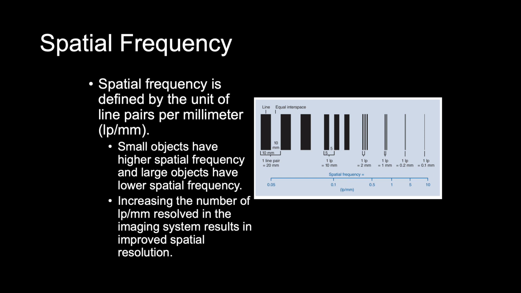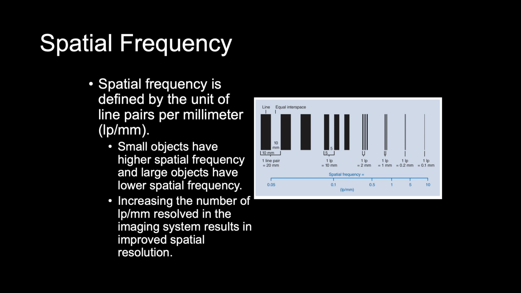So here you can see this is a line, and each line is 10 millimeters. So if we have 2, then one line pair is 20 millimeters. And these are all equal interspaces. Over here, we have 5 and 5, and that's one line pair that equals 10 millimeters. Here's some smaller lines. This is one line pair, and it's equal to 2 millimeters because each line is 1.